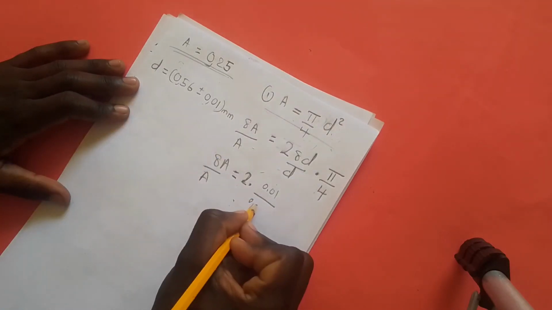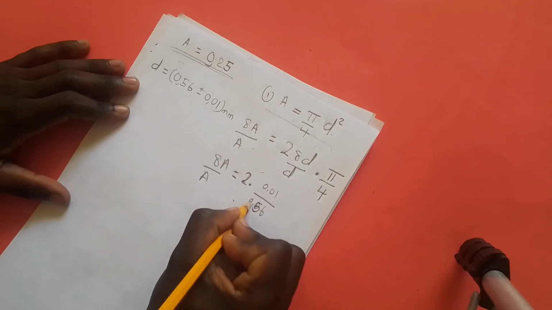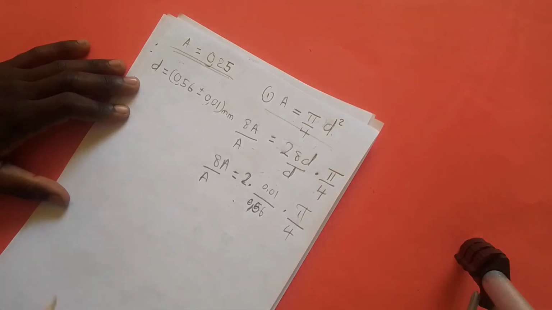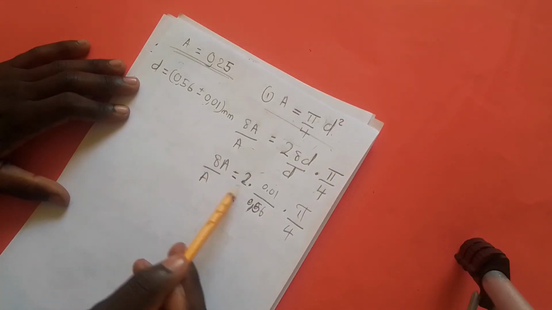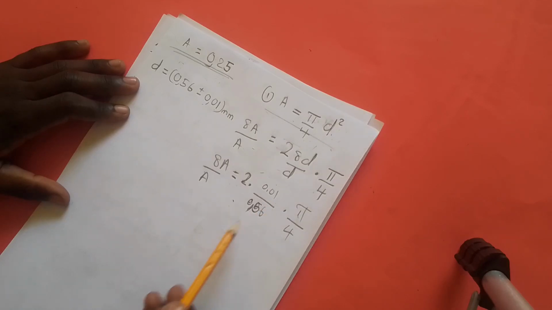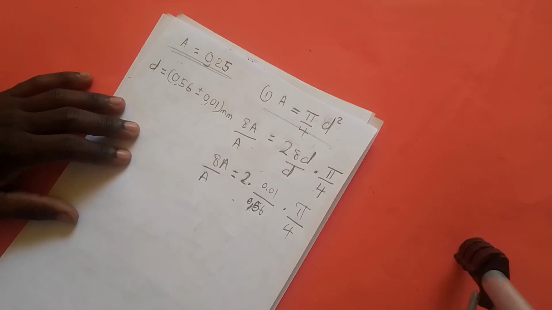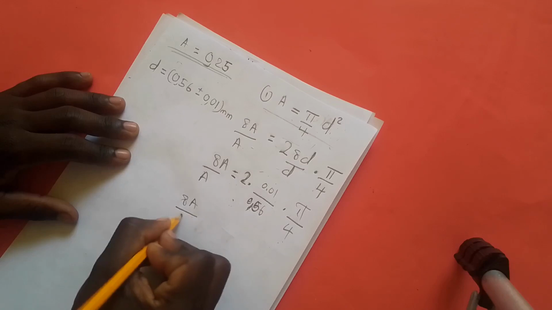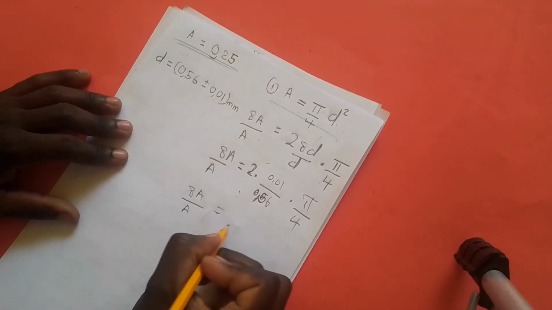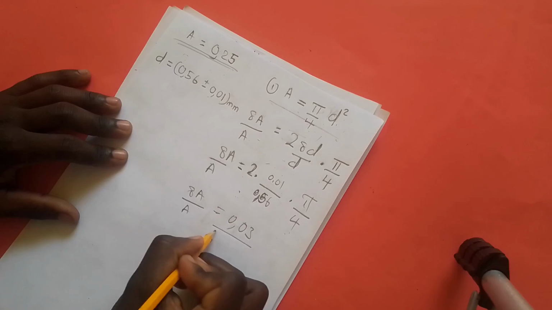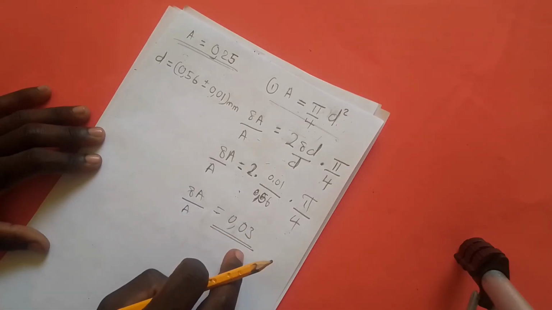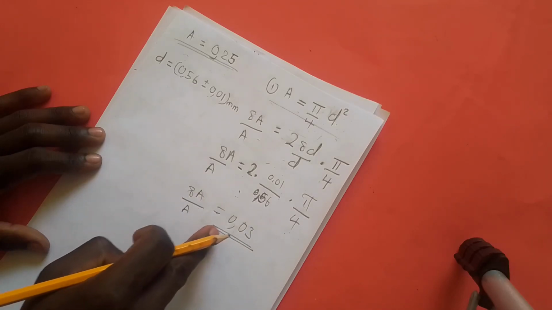0.56, that is D, multiplied by pi over 4. So the absolute error in A over A is equal to 2 times 0.01 over 0.56 times pi over 4. If you punch this term into your calculator, the absolute error in A over A will be equal to 0.03. Corrected to 2 decimal places, I'm sorry. Corrected to 2 decimal places, the absolute error in A over A will be equal to 0.03.